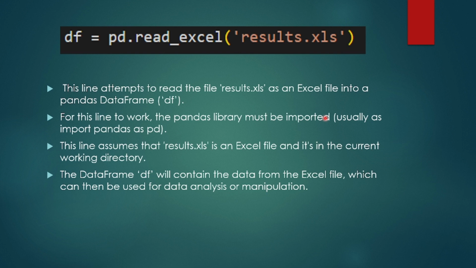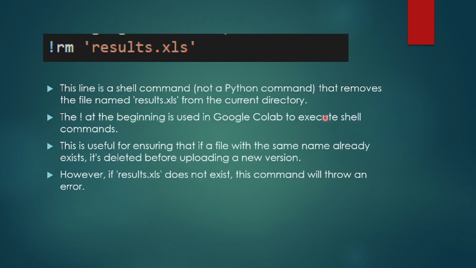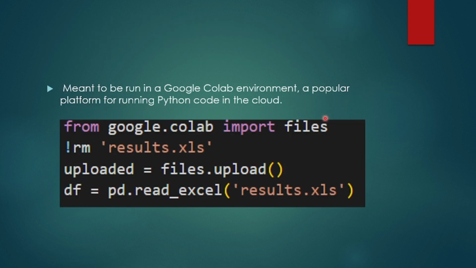So just to recap, we have covered just 4 lines of code where we import a module, where we delete the previous version of our Excel file, where we upload the Excel file into the Google Colab environment, and then we read that file and convert the data into a Pandas data frame.